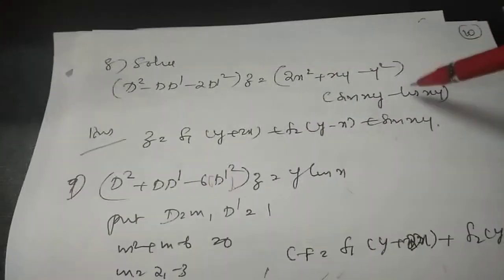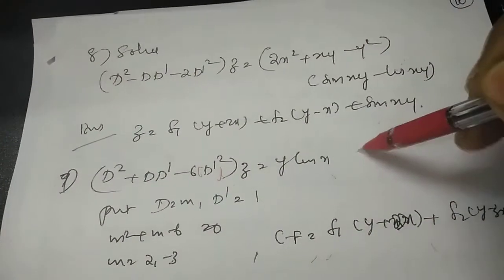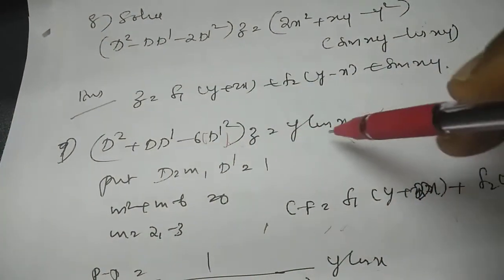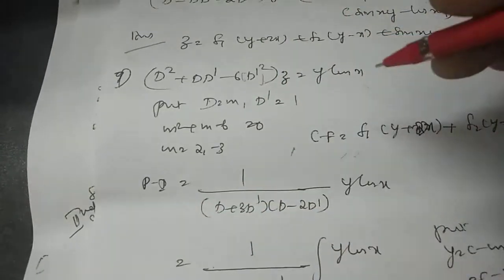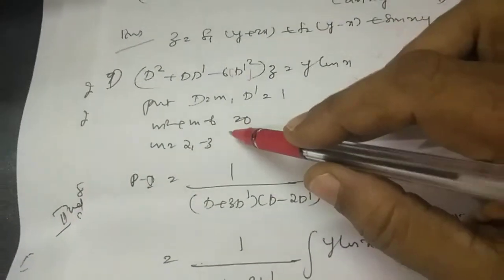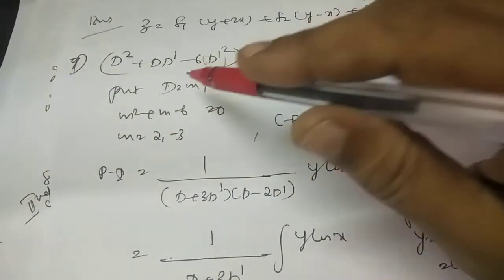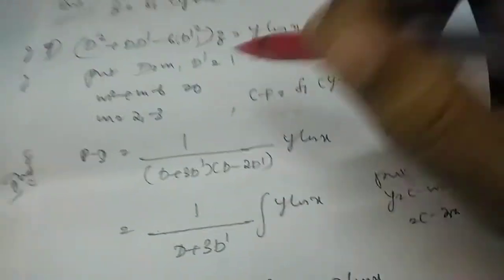Similarly we can do such problems. Try to solve this question, which belongs to case 4: (D squared plus D' minus 6D' squared) z equal to y cos x. In this case also you first calculate the complementary function by putting D equal to m and D' equal to 1. Here m is 2 and minus 3, and we get the complementary function.